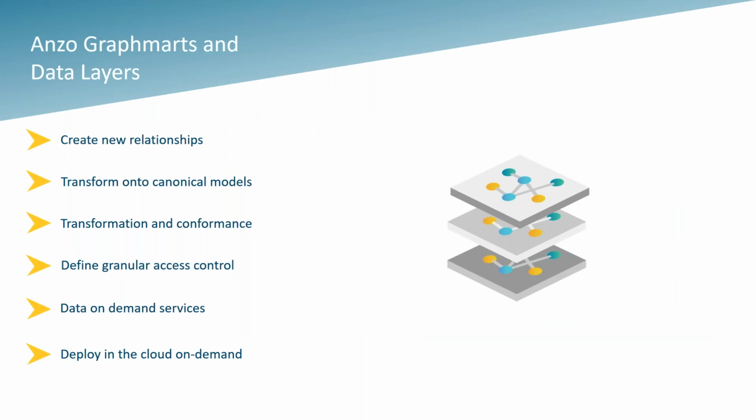A graph mart is an in-memory cluster that we load a subset of the knowledge graph into, and these subsets can be very large. The in-memory architecture is horizontally scalable. You can load in a lot of data, but once it's in the graph mart, we can create new relationships. We can rapidly and iteratively transform the data into canonical models or industry standard models. We can conform the actual values of the data to get rid of any errors. We can establish very granular access control based on views that are projected out of the graph mart. We can make the data available on demand. And then there, of course, it is deployed in the cloud, using the elastic scale of the cloud to allow the graph marts to be as large as they need to be.